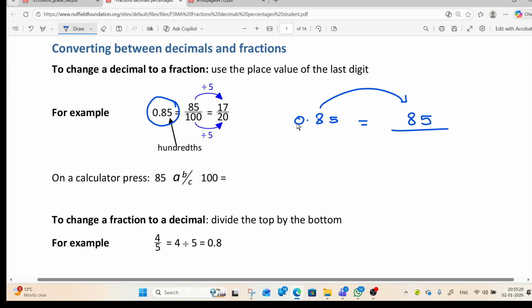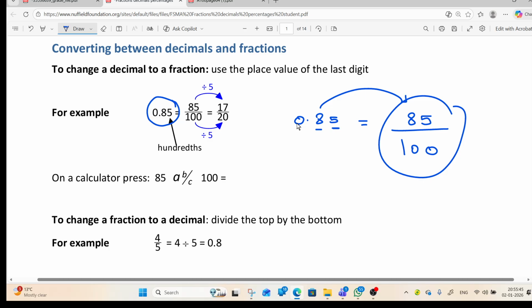Then I need to check how many digits there are after the decimal point. There are two digits. So I need to put two zeros in the denominator. So my answer is 85 over 100. Clear? That's how we convert, but we can simplify it.